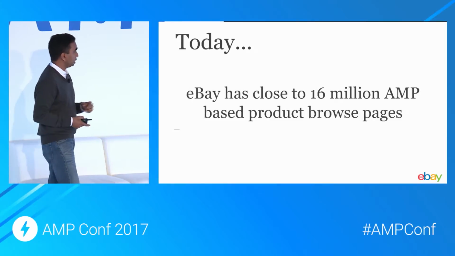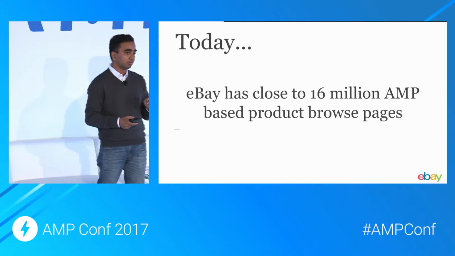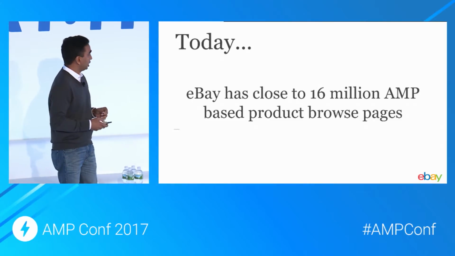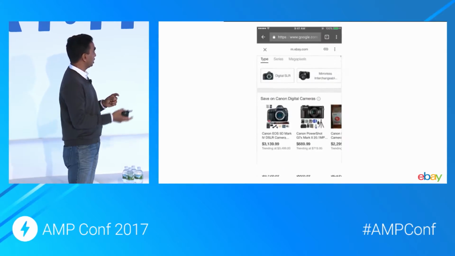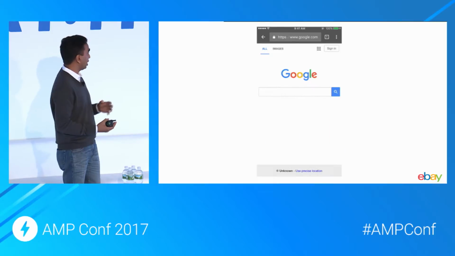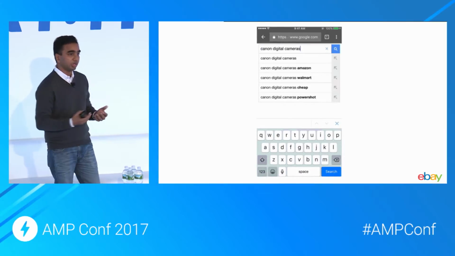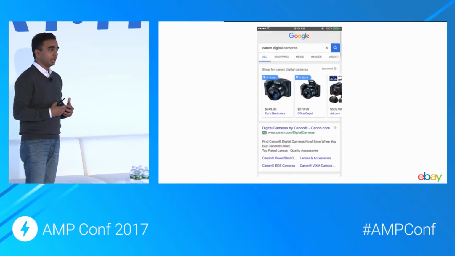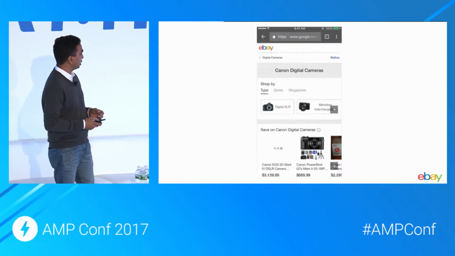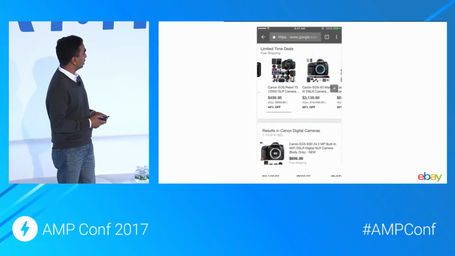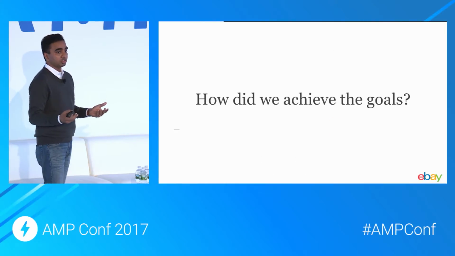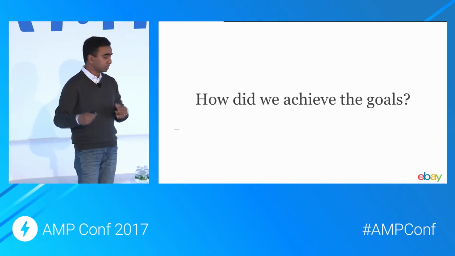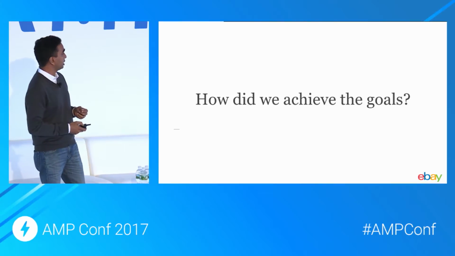So fast forward today, eBay has close to 16 million AMP-based product browse pages. These are all broad queries. So you can go to Google, type in a query, and then if it qualifies for an AMP, you get that result here. It's pretty fast, it's pretty solid, and users use it on their mobile devices a lot. So this is for a query for Canon digital cameras. How did we achieve these goals? So let's see, and that's what the rest of the slides are going to be about.